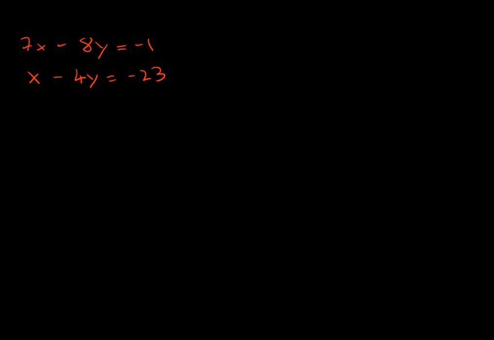In the second example, the x's or the y's don't cancel straight away. So you can cancel either one here by multiplying one of the equations. So I'm going to cancel the x's this time. And to do that, I'm going to multiply the second equation across by 7. But because the signs are the same, I want the signs to be different. So I'm going to multiply across by minus 7.